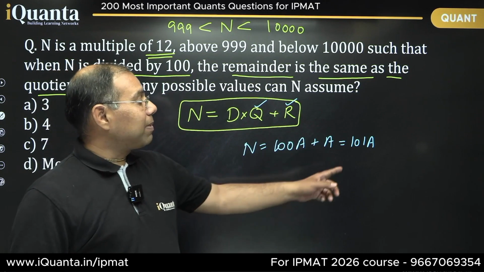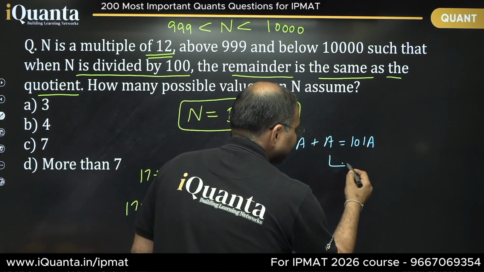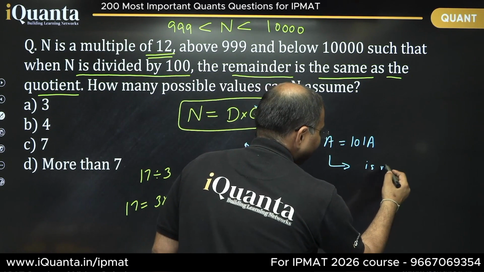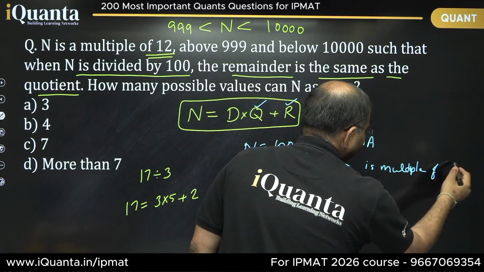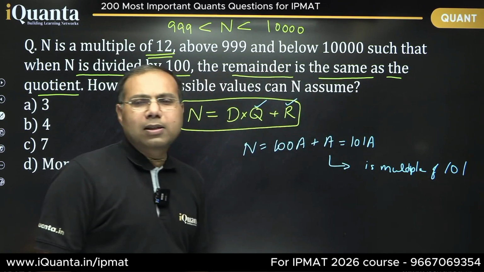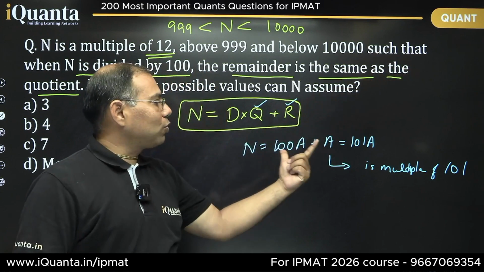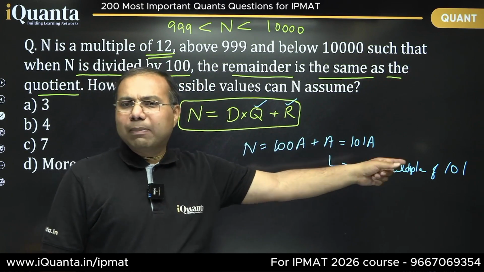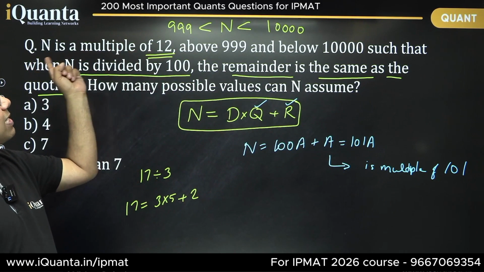Okay, so that means the number is a multiple of 101, isn't it? So the conclusion here is that the number is a multiple of, or divisible by, 101, isn't it? So from this condition which was given, we got to know this part, that the number is a multiple of 101.